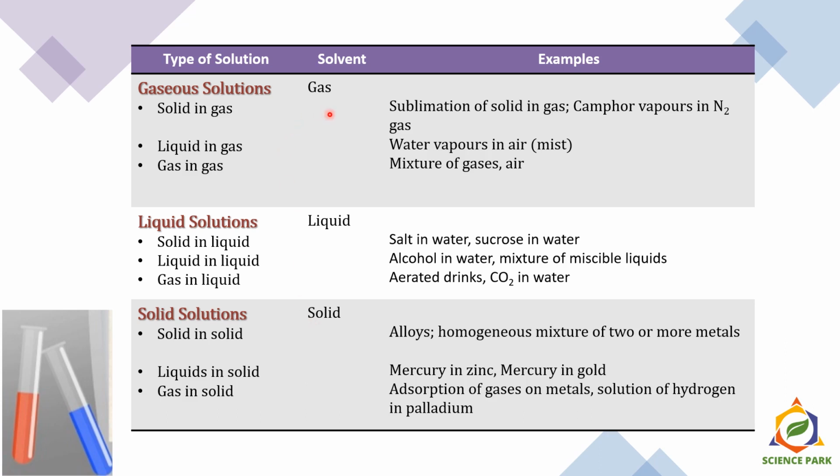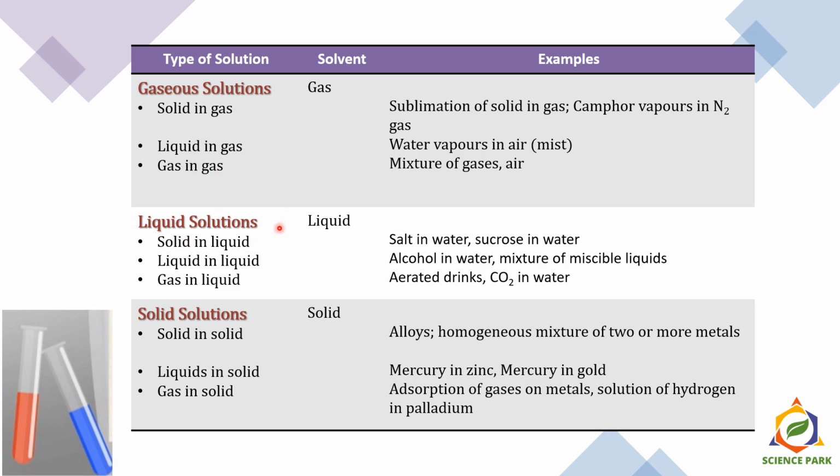First we'll see gas as a solvent. First is solid in gas. Sublimation of camphor vapors, and here I have written in nitrogen gas. So that is an example of a solid in gas type of solution. Liquid in gas: water vapors in air, mist that we experience in winter and rainy season. Gas in gas: a mixture of gases is a wonderful example of that.